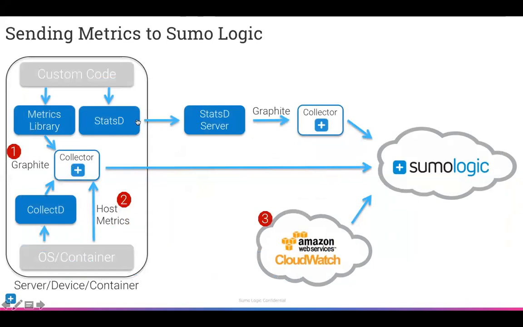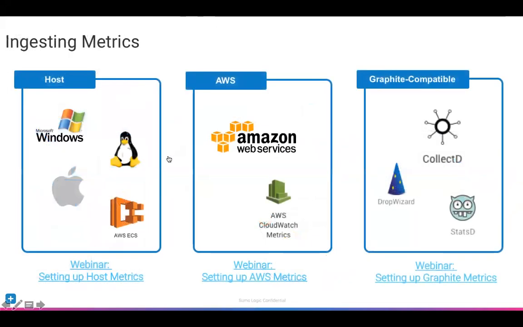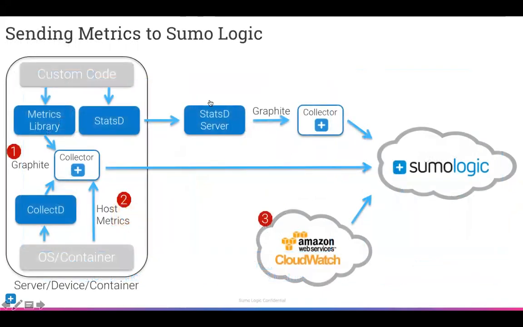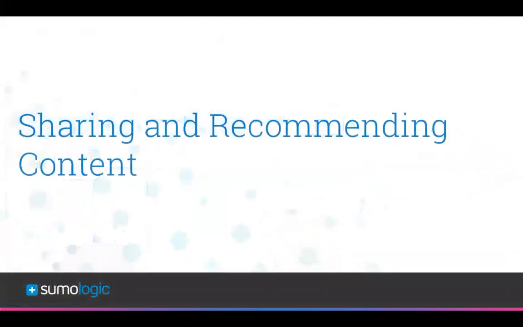StatsD works a little bit differently. For those of you who are familiar with StatsD, StatsD requires a server itself. So StatsD would send the metrics over to a StatsD server, and then we can send it over to a Sumo collector and onto Sumo Logic. And the third option that I talked about was those AWS CloudWatch metrics, right? AWS sends all its metrics to CloudWatch, and then we have a cloud-to-cloud integration to send those over to Sumo.